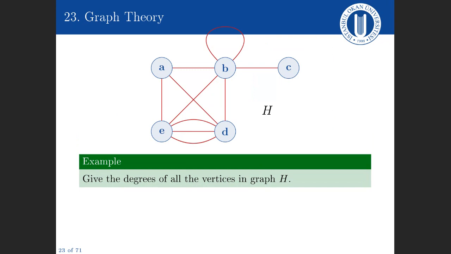Let's do another one. Give the degrees of all the vertices in this graph, which is called H. Degree of A is 3. For B, 1, 2, 3, 4. And then a loop which we count twice, so 5, 6. The degree of B is 6. The degree of C is 1. The degree of D is 5. And the degree of E is also 5.